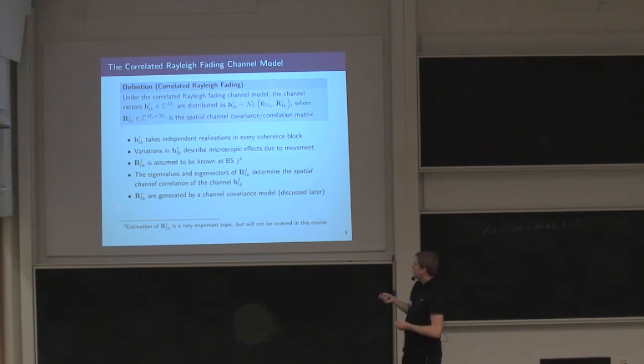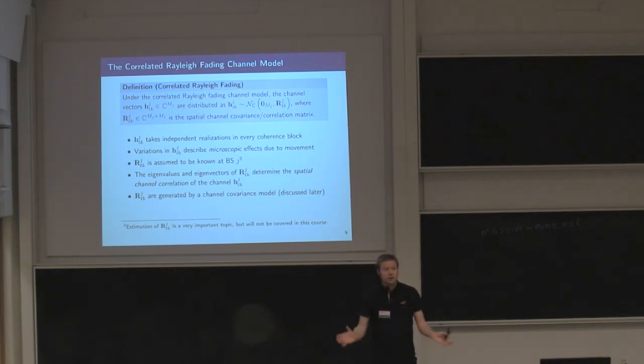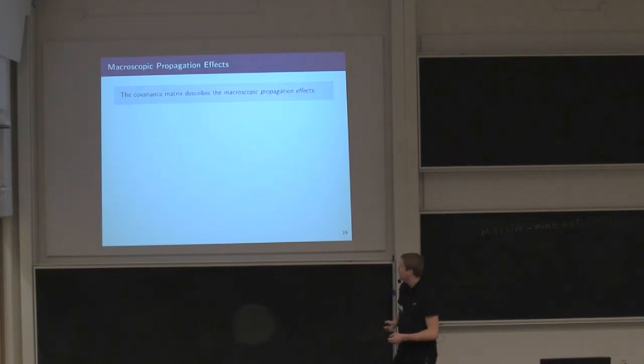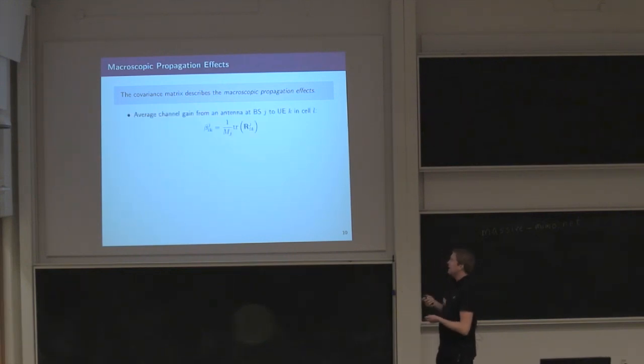And this covariance matrix, you typically generate it in simulations using a model, and we'll discuss one example of that. There's a lot of effort being done into channel modeling in general, and how you can create models for these in a realistic environment. The covariance matrix describes the macroscopic propagation effects, and one of those things is the average channel gain from an antenna at the base station that we're looking at to the user that we're looking at.